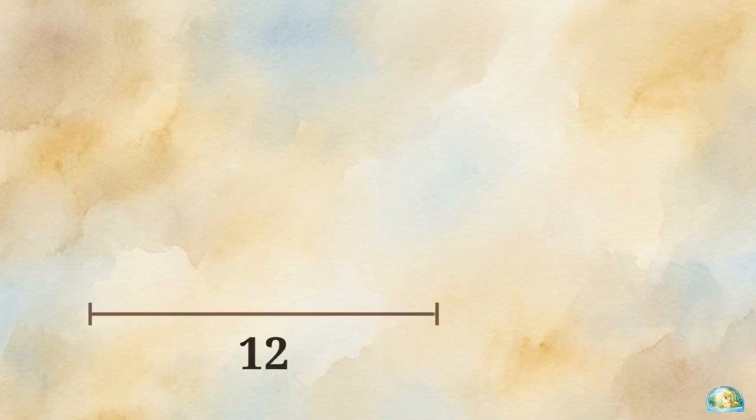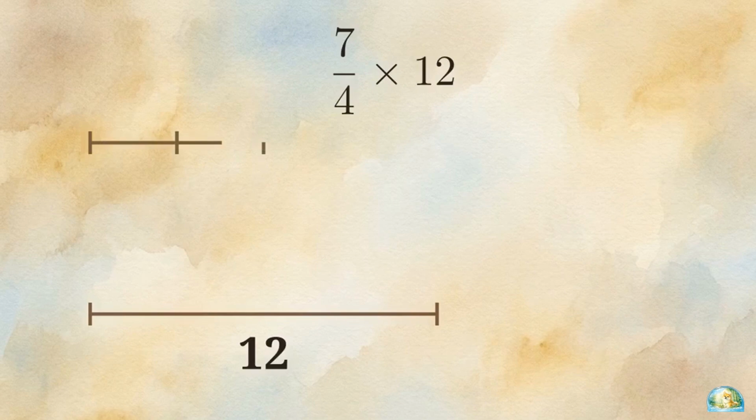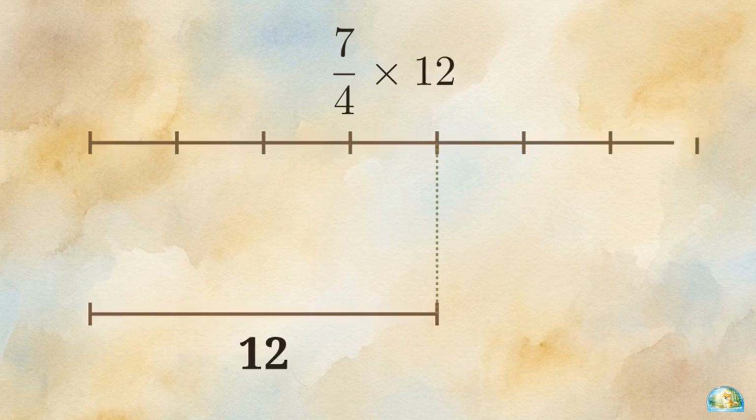At this marker, we have a new original quantity, a baseline length of 12. We're multiplying 12 by 7/4. This fraction is greater than 1 because it contains 1 whole copy plus 3 additional fourths.